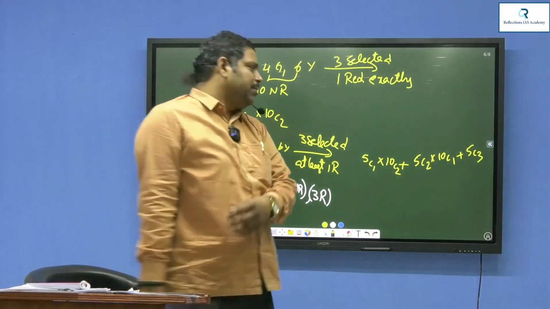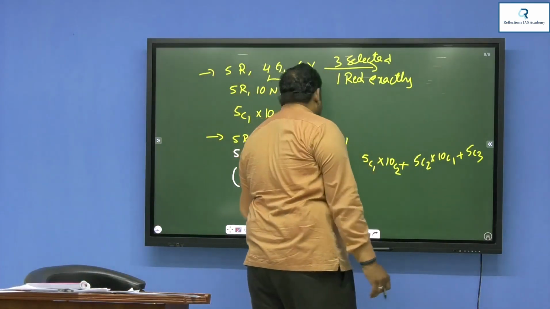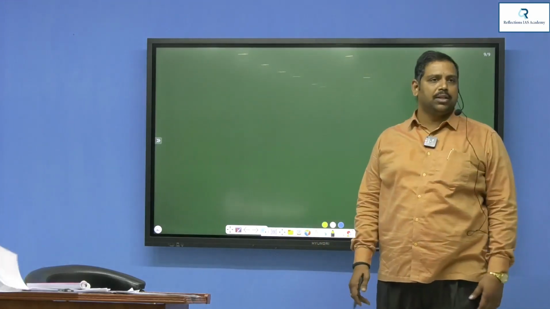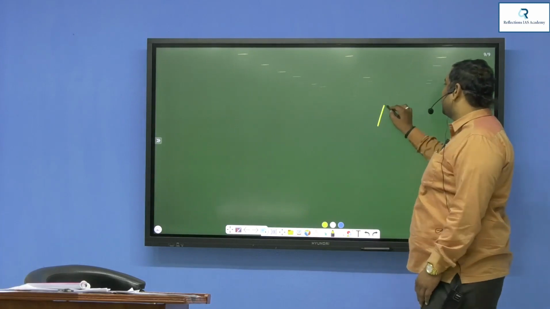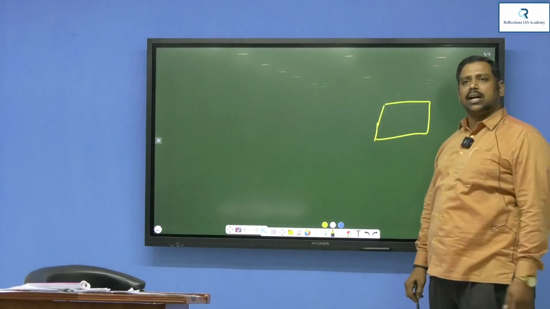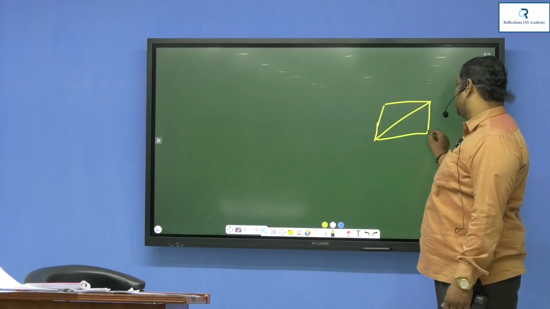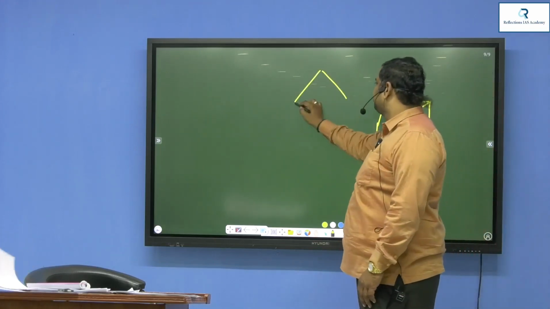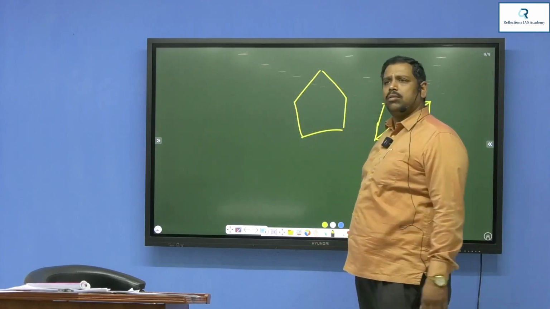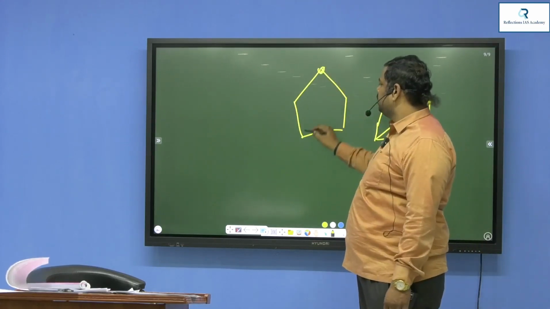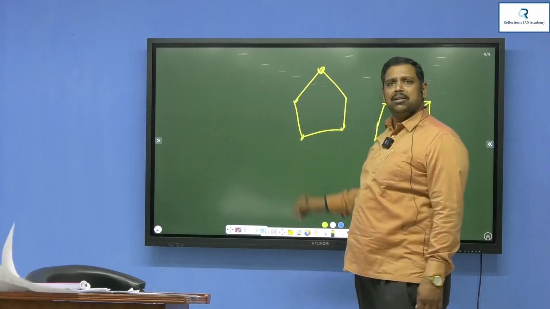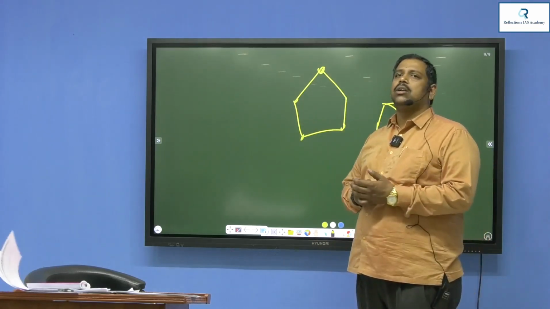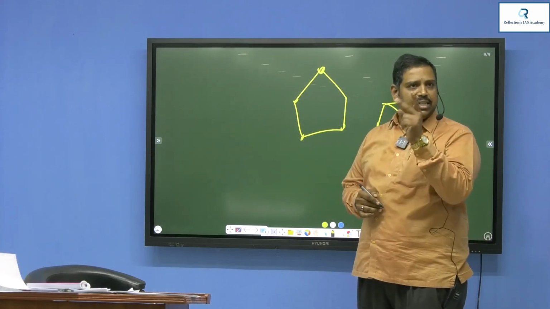Good. Listen carefully. 2 non-adjacent vertices if you join, you will get a diagonal, not opposite. Because if I ask diagonal, automatically you will think of a square or rectangle. These two are opposite, diagonal, superb. But my question for you is, it's a pentagon. Which is the opposite one? Nothing is opposite. So what I said, 2 non-adjacent vertices if you join.